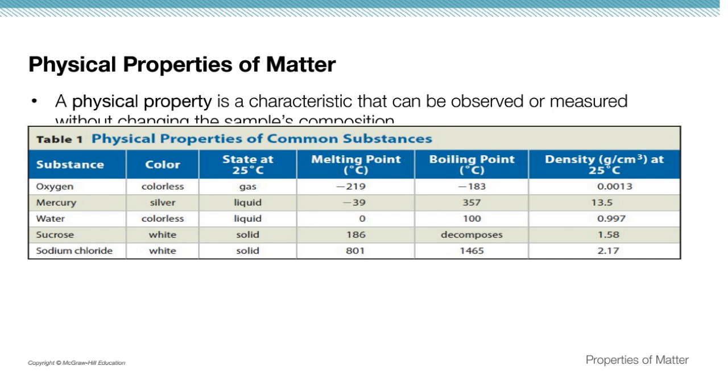So things like color. What is its state of matter? Is it solid, liquid, or gas? At what point does it boil? At what point does it melt? What is its density? All those are physical properties.